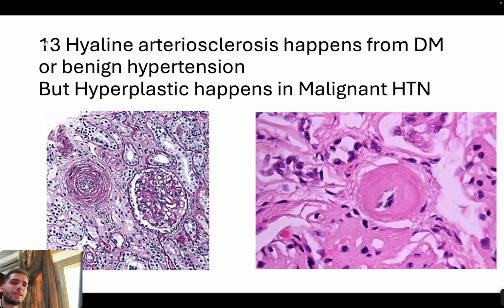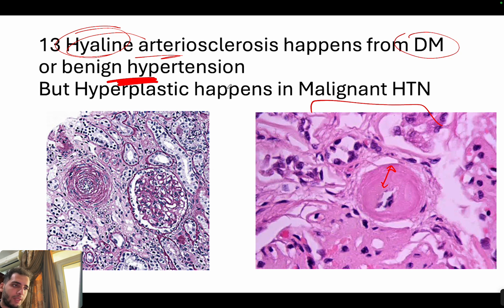Now, the next high-yield concept is arteriolosclerosis, which is sclerosis of the small arteries. What you need to know is that hyaline arteriolosclerosis, which is in this picture here, has a hyalination, which looks like a jelly, right? So there are no cells at all here, okay? Hyaline arteriolosclerosis happens from diabetes mellitus and also from benign hypertension, okay? Which is hypertension that's less than 180 and doesn't cause end organ damage.